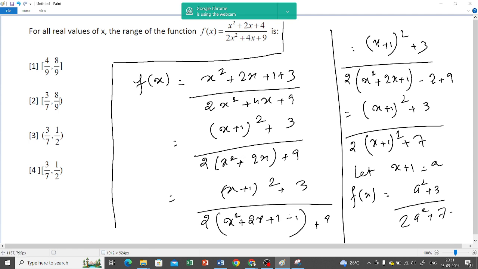Hold on, I'm just doing the factorization.